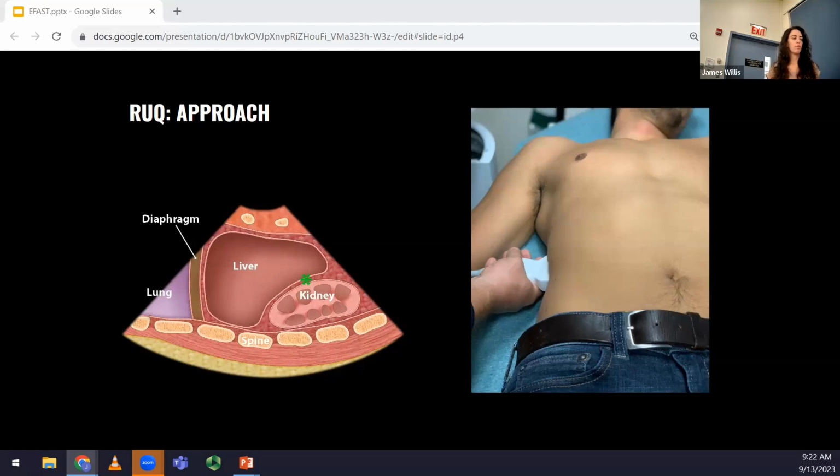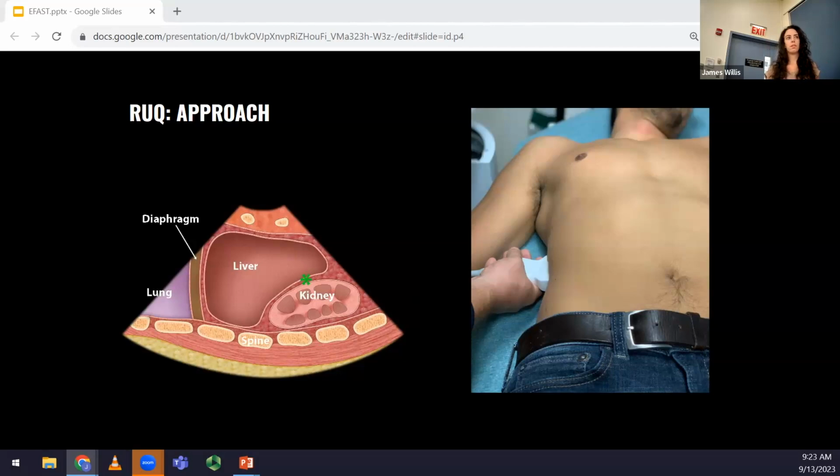For the right upper quadrant approach, you're going to be using a curvilinear probe. You're going to have the probe marker facing the patient's head. This is the anatomy of what you're looking at. The initial view you're trying to get is of Morrison's pouch, the most identifiable area. And then the other important thing here is that you need to be scanning inferiorly, as you can see in this image, inferiorly to the caudal tip of the liver.